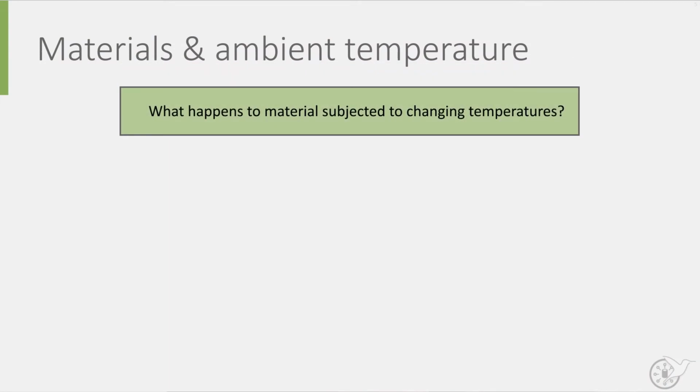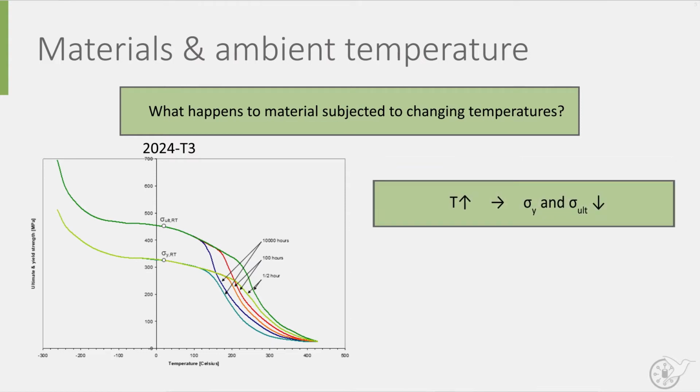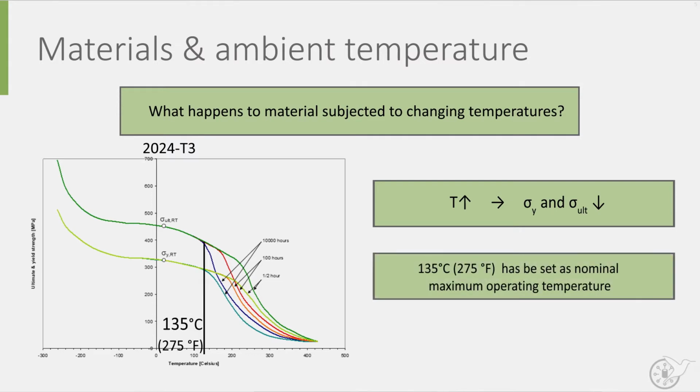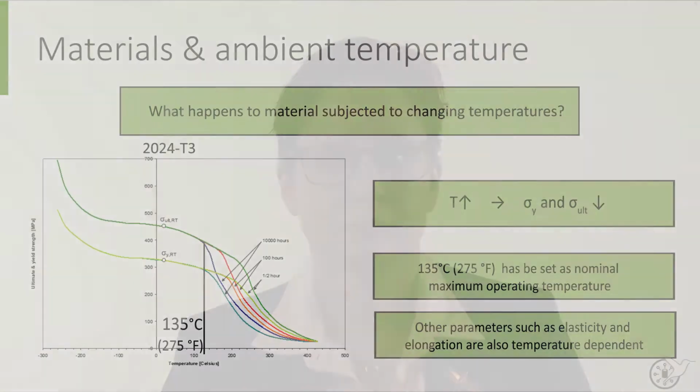If we look at this graph, which shows the variations in ultimate and yield stress of aircraft-grade aluminum as a function of temperature, you can see that the ultimate and yield stress become lower as the temperature increases, both rapidly degrading after 135 degrees Celsius, which is why this temperature has been set as the nominal maximum operating temperature. Also, parameters such as elasticity and elongation are dependent on temperature for metals.